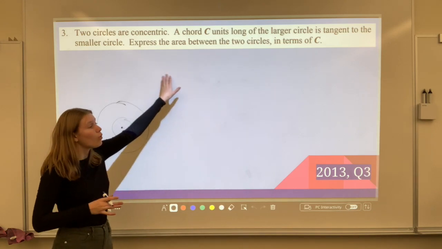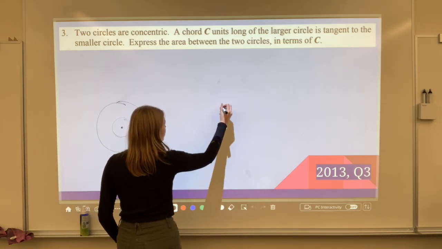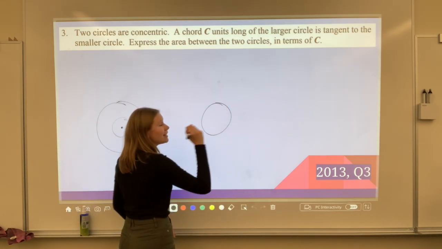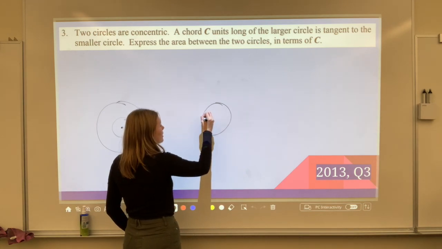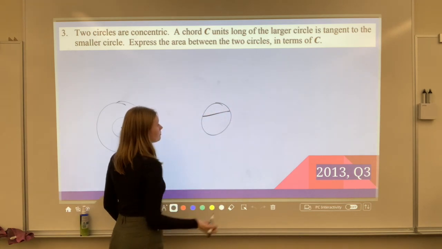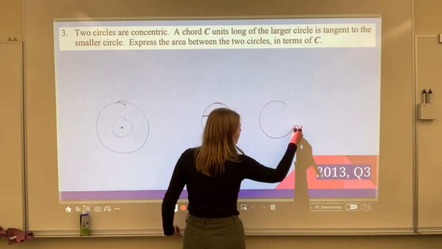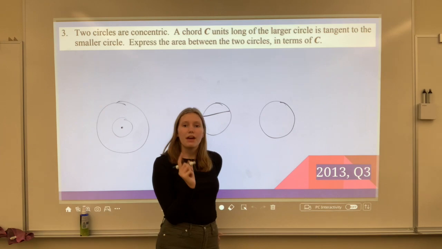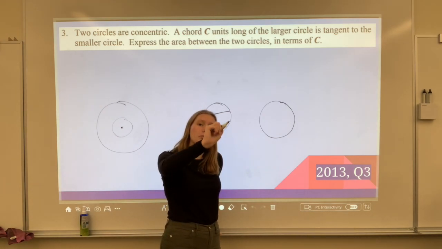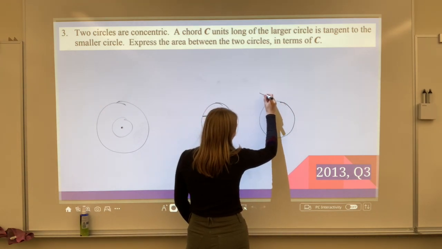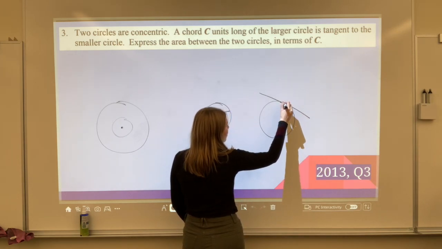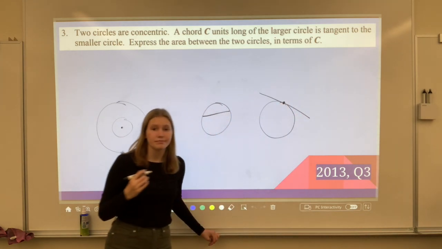Next, a chord. Okay, so let's say we have a circle. A chord is a line segment that connects any two parts of the circle. That's basically it. And then, if we have a line that is tangent to our circle, that means that it touches only one point on the circle. So it's very hard to draw, but let's just say that only touches one point on the circle.